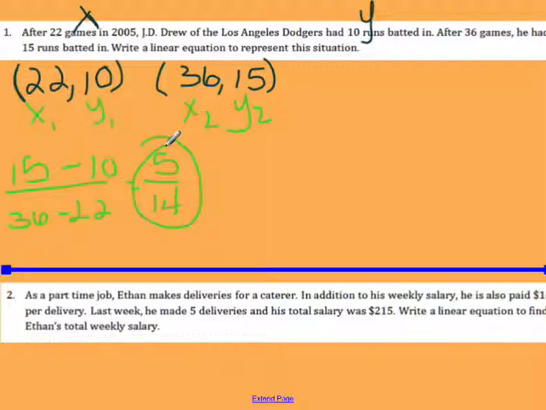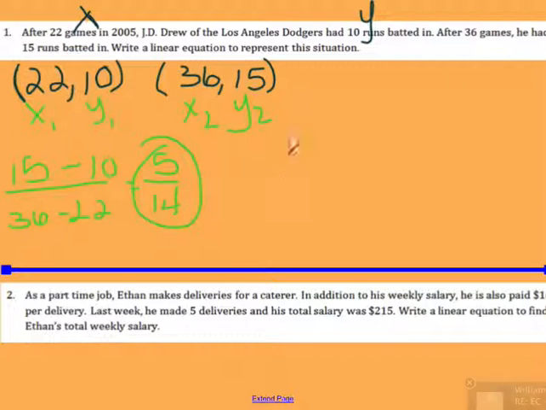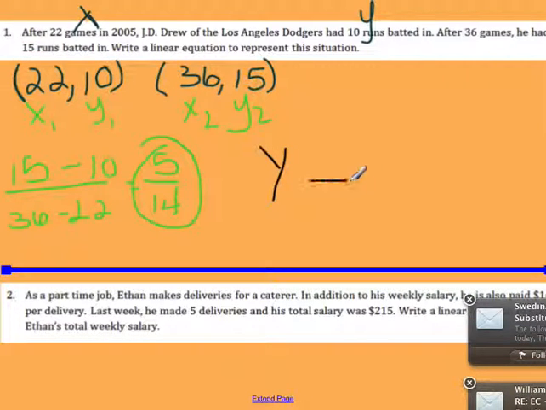Now, to write a linear equation, we learned 3 different forms of a linear equation. We learned slope-intercept, point-slope, and standard form. Okay, so let's go ahead and put this into point-slope form. So remember, for point-slope form, we set that one kind of up like a puzzle. Okay, so it's going to look like this.